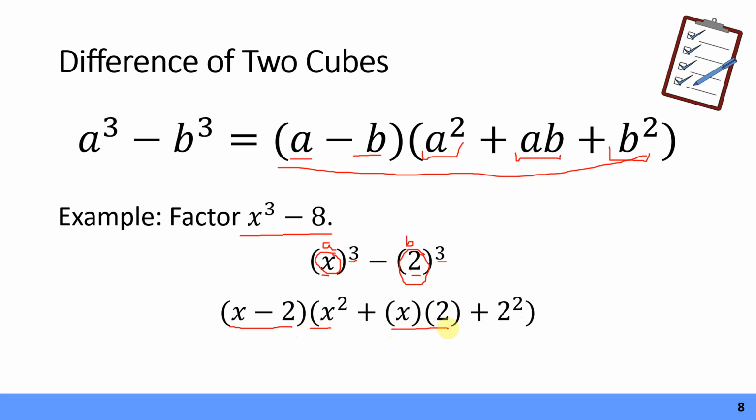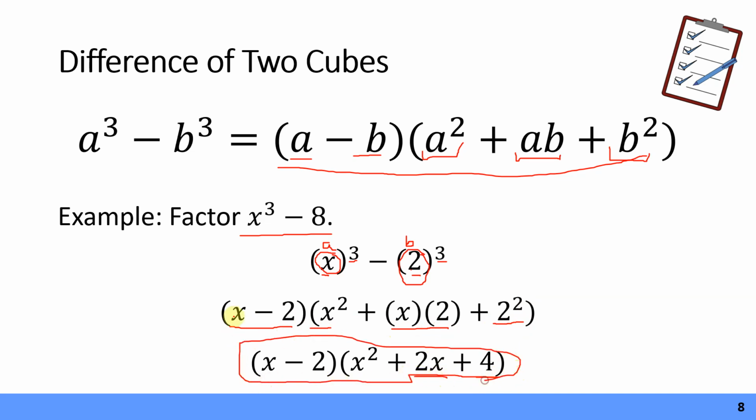Here you can simplify, right? X times 2 just gives us 2x. And then 2 squared is 2 times 2, which is 4. And then look at that. Again, I don't think that was that terrible. This is the factored form of this. So we solved the problem, right? All they ask us to do is factor. We noticed that it was a difference of two cubes, so we applied the formula, and that's what we got.